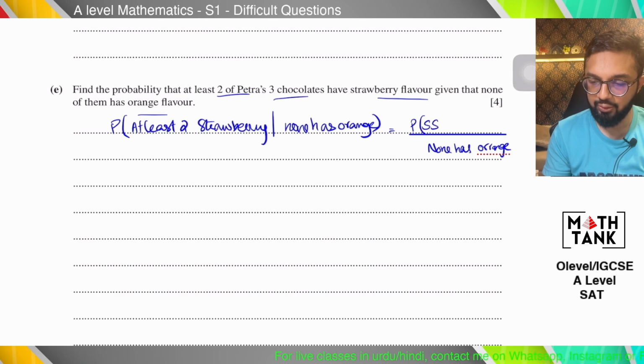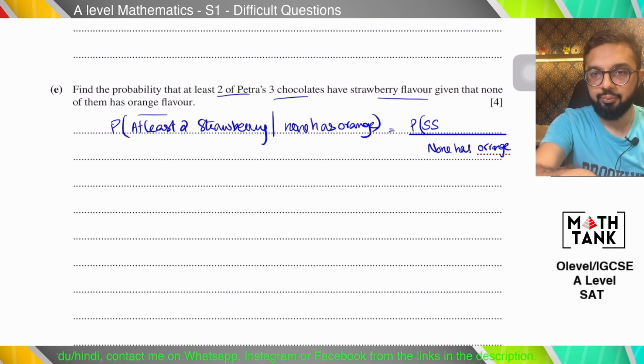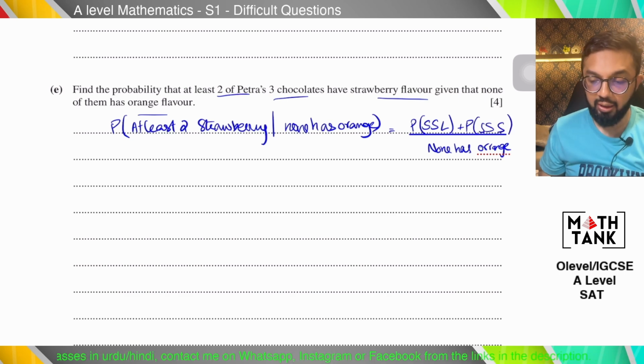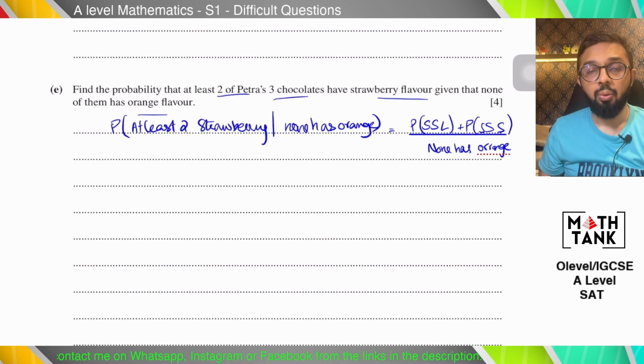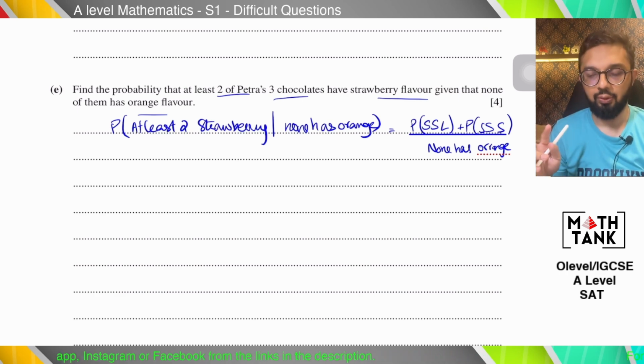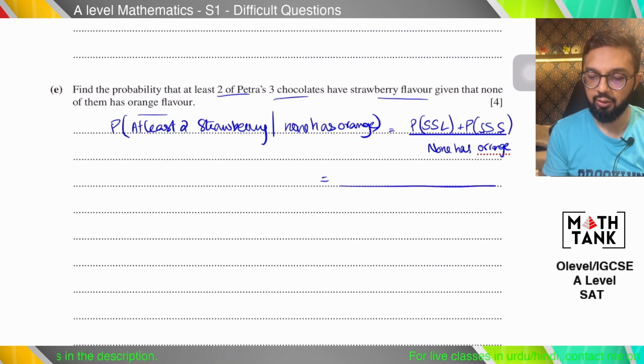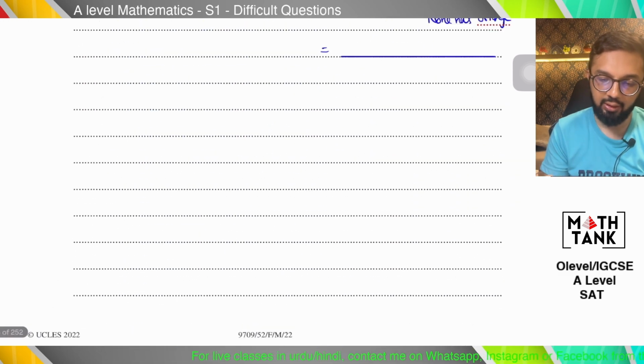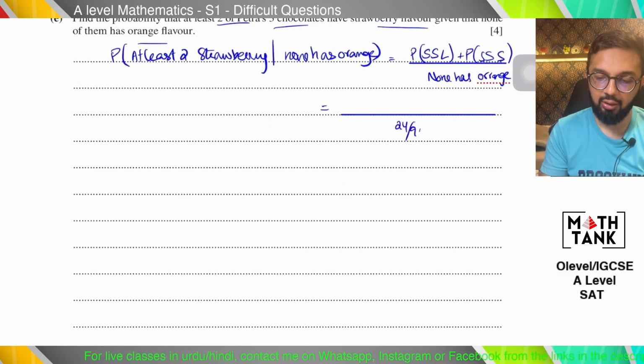So I will have strawberry, strawberry, and orange, and okay, strawberry, strawberry, and lemon plus strawberry, strawberry, and strawberry. Okay, at least two strawberry, and none of them have to be orange, which means that the numerator should have both conditions. It cannot just have one condition, it needs to have both conditions. So none has orange is already there. What was my answer to the previous part? It was 24 over 91. So I'm going to place that in the denominator, and now I'm going to find strawberry, strawberry, and orange.